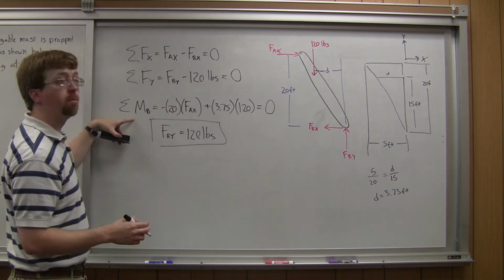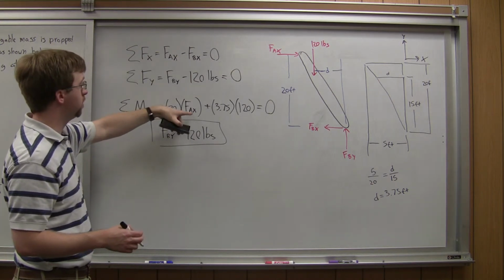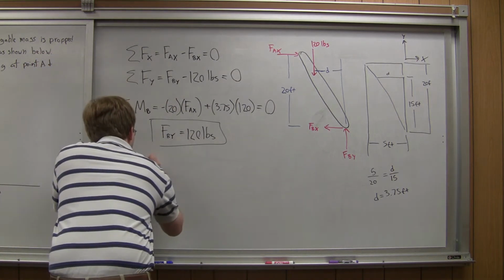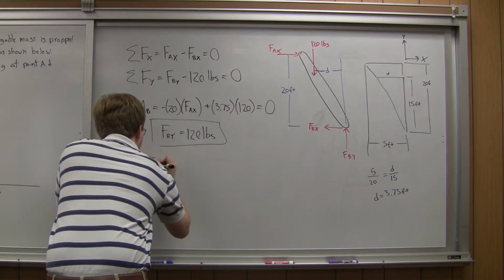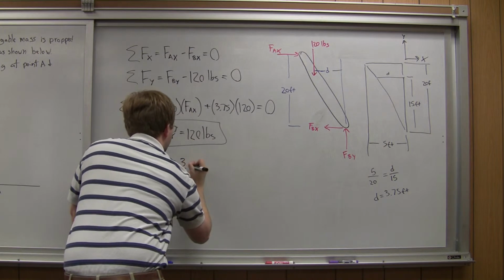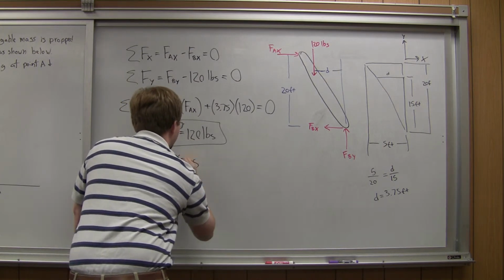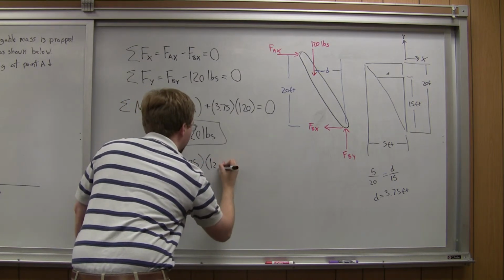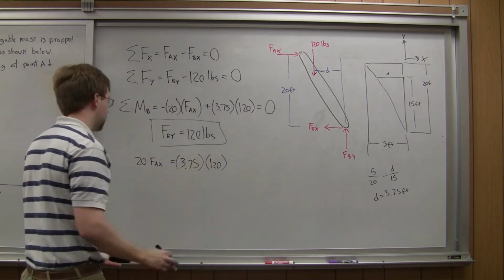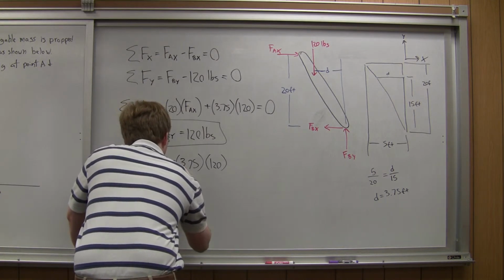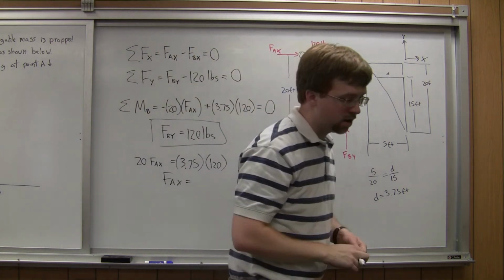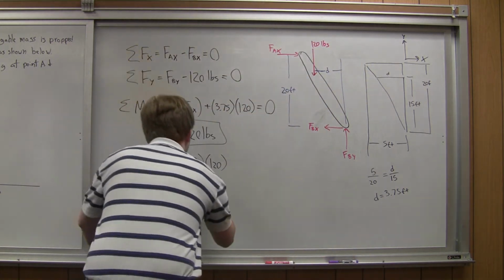Next, we can look at the moment equation. I'll notice that there's only one unknown, so FAX. So let's go ahead and solve that. I know that 20 FAX will be equal to 3.75 times 120. Divide both sides by 20. I get FAX is equal to 22.5 pounds.